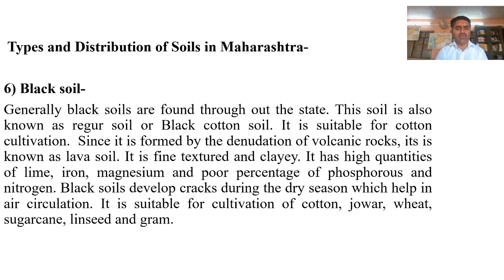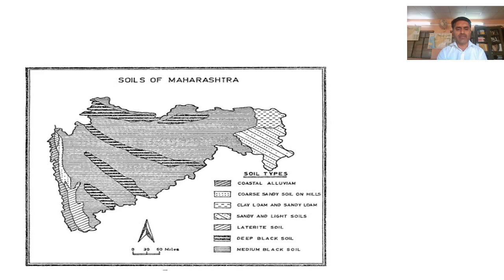Black soils develop cracks during the dry season, which help in air circulation. It is suitable for cultivation of cotton, jowar, wheat, sugarcane, linseed, and gram. So many crops are grown over there, particularly in Vidarbha and Marathwada, and that's why this soil is suitable for cultivation, particularly by the farmers.